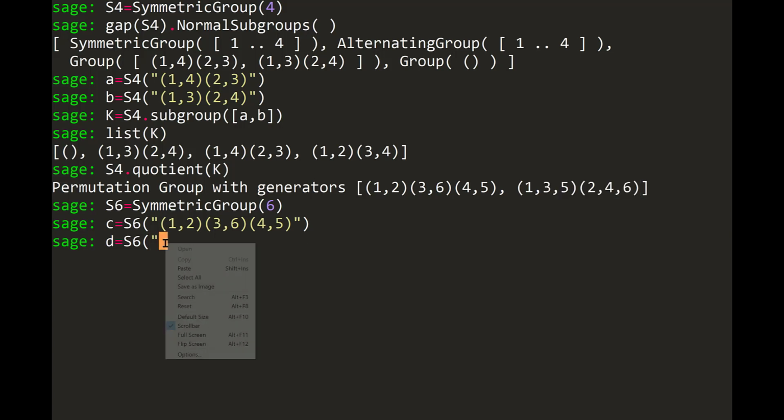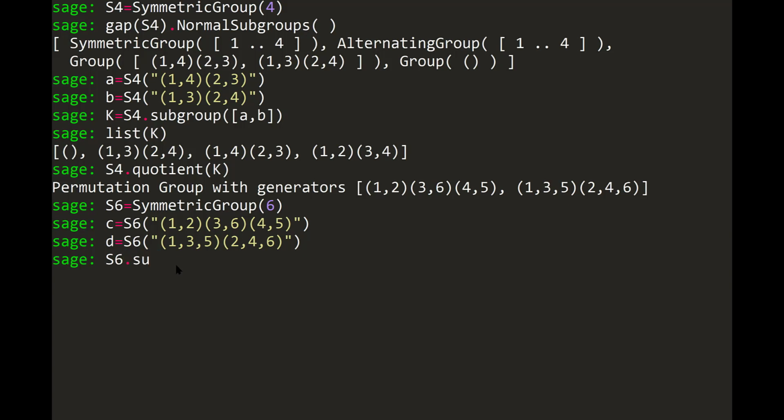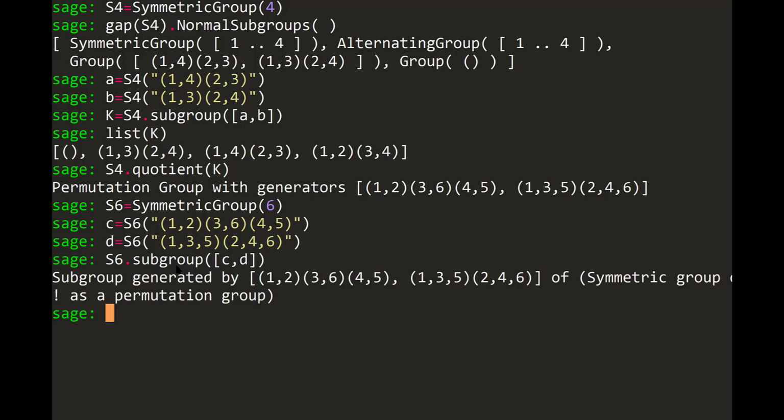So here, okay, close the quotes. So there we go. And now what would we look for? We would look for the subgroup of S6 that is generated by C and D, and we should get a subgroup of 6 elements. And here it is, subgroups.